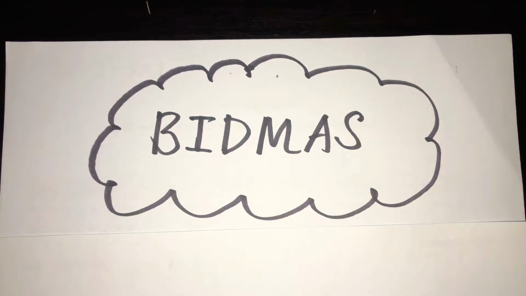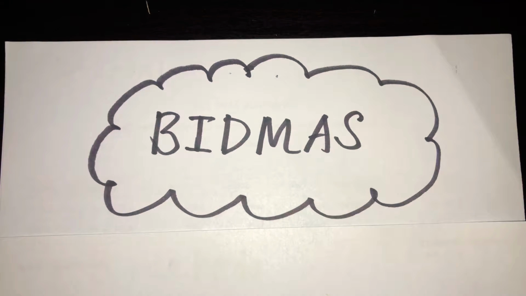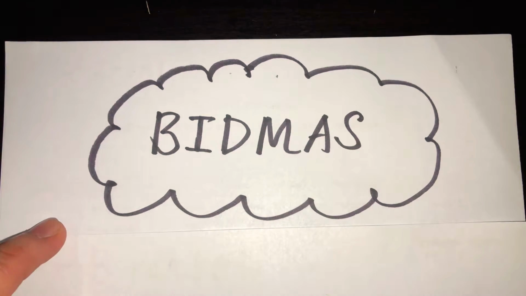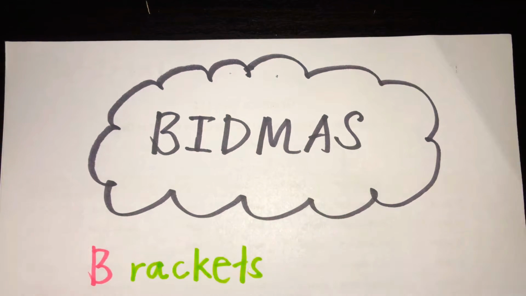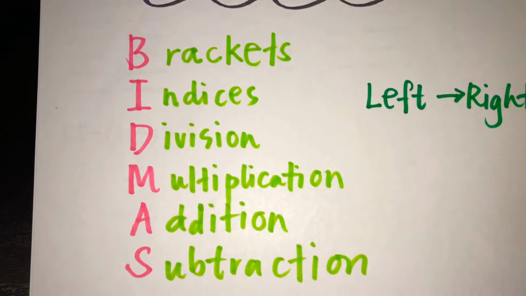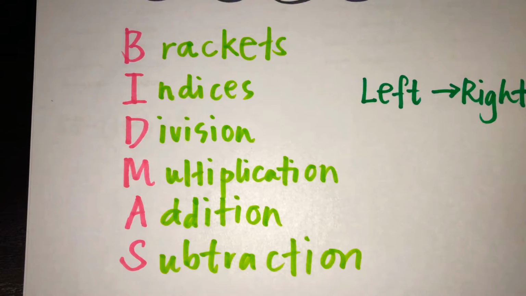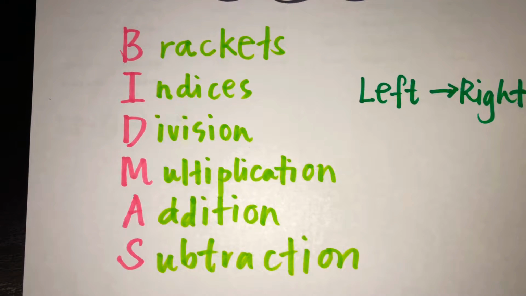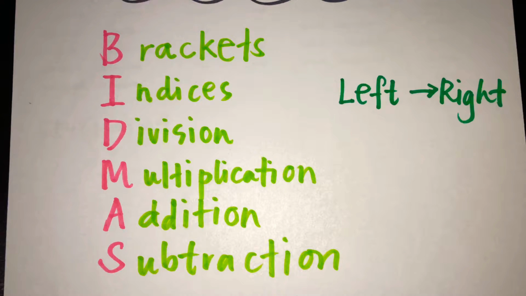In this video, we will be discussing BIDMAS, or sometimes it's called BODMAS. It is an acronym that helps us remember which order to perform operations in. And we start from left to right. Now, the letters stand for this: brackets, indices, division, multiplication, addition, and subtraction.